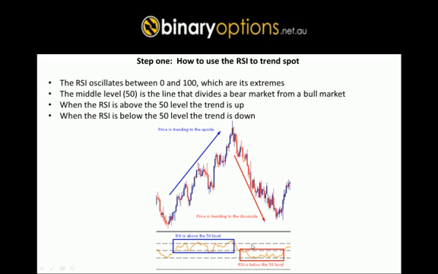Now, on this example, you can clearly see that when the RSI crosses above the 50 level and starts to oscillate between the 50 level and the 70 level, we have an uptrend. And when the RSI crosses below the 50 level and starts to oscillate between the 50 level and the 20 level or the 30 level, the trend of the price is down.